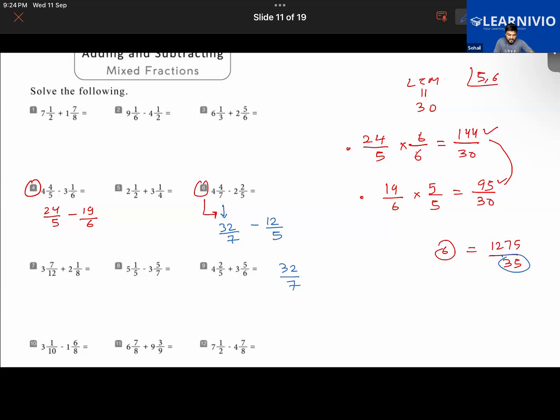Yes, Habib. 32 upon 7, by what number should it be multiplied? It should be multiplied with 5. So 160 upon 35. For 12 upon 5, I will be multiplying it with 7 upon 7. So that is 84 upon 35. Getting it? So the new fractions are 160 upon 35 minus 84 upon 35. Are you getting the same numbers so far? Kindly match it with yours.